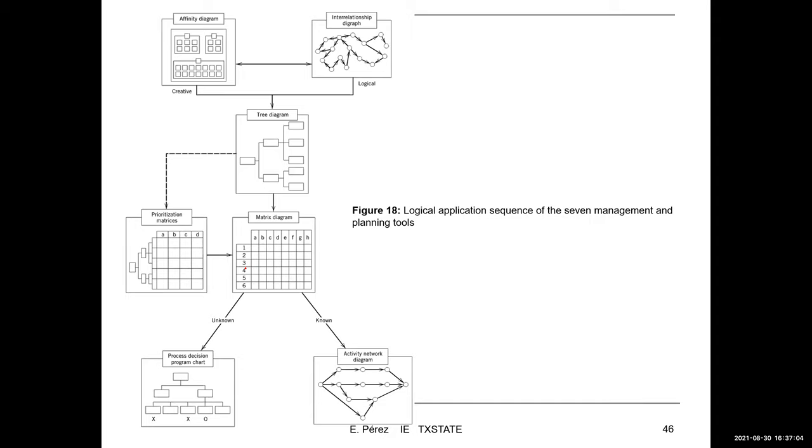And then if you were to apply those tools, this is the logical application sequence of the 7 management and planning tools. You will start with the affinity diagram and the interrelationship diagram. And then from there you move to the tree diagram. And from there you move to the prioritization matrix and the matrix diagram. And finally, for information that is known, you do the activity network diagram. For unknowns, you do the process decision program chart.